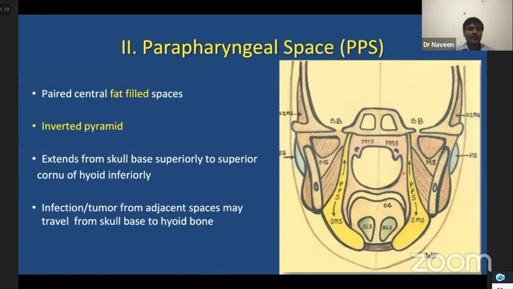Second, moving to the parapharyngeal space, it is a paired, centrally fat-filled space. It appears as an inverted pyramid on coronal sections. It extends from the skull base superiorly down to the level of the hyoid bone. Infection and tumor from the adjacent spaces can easily spread to the parapharyngeal spaces.